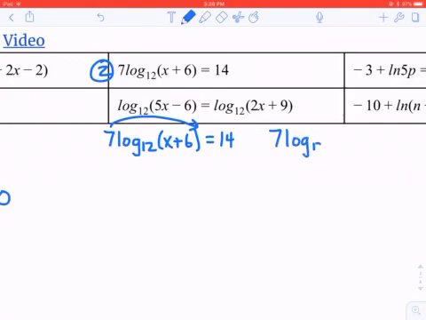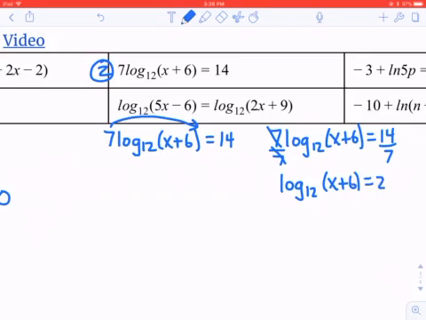Or, let me just write it over here. You could actually divide by 7, and you'll get the same thing. So if you thought of it one of those 2 ways, you're on the right track. So if we divide by 7, we'd have log base 12 of x plus 6 equals 2. And then if we rewrite it as an exponent, we would have log base 12 of x plus 6 to the 7th power equals 14.